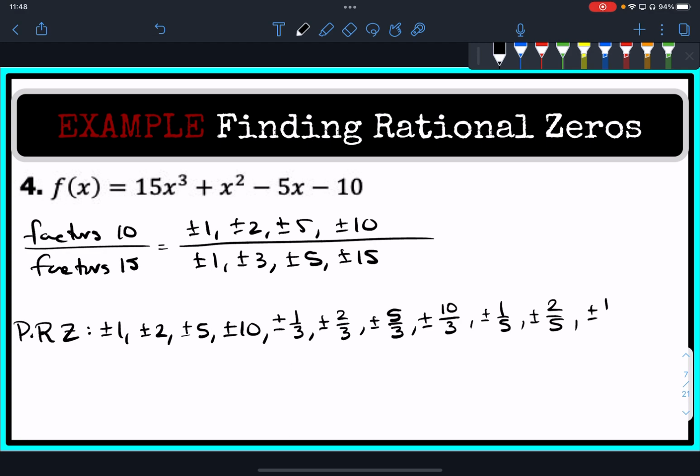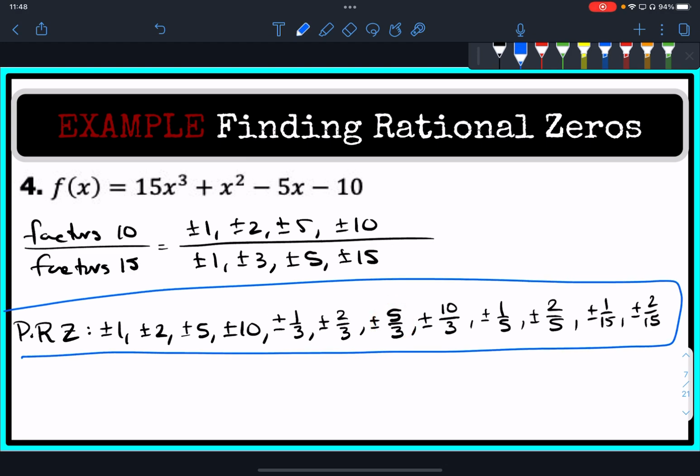So 1 over 15, 2 over 15, 5 over 15, that's equal to 1/3, which is on the list, and 10 divided by 15 reduces to 2 over 3. Hmm, rather 5 over 3, which is already on the list. So here is our list of possible rational zeros.